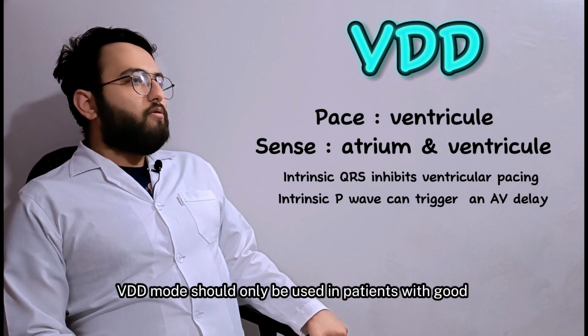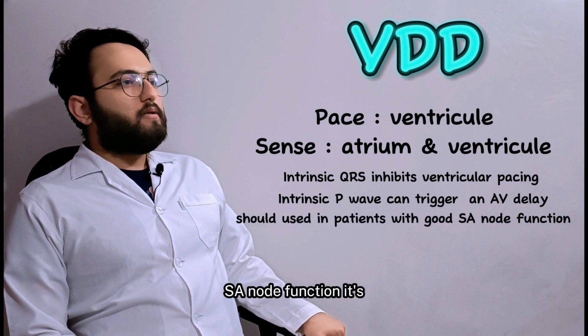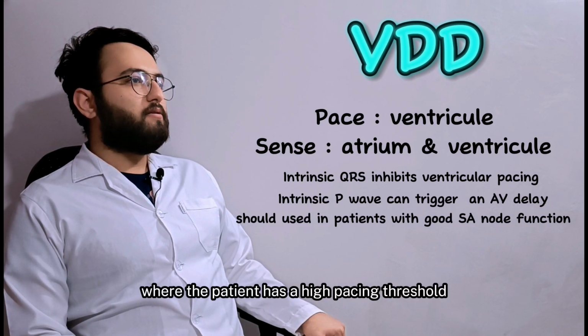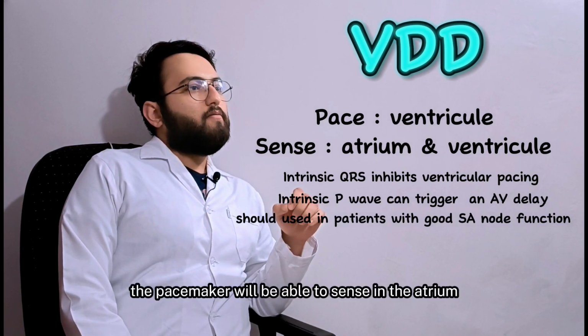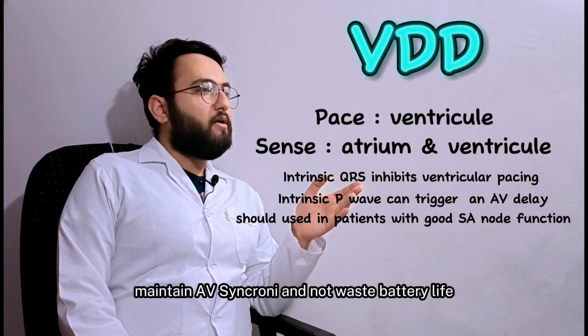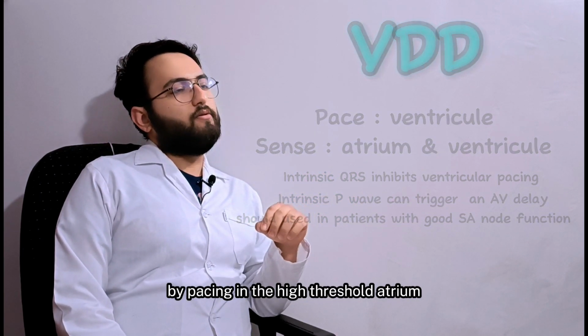VDD mode should only be used in patients with good SA node function. It might be used in a situation where the patient has a high pacing threshold in the atrium. This way, the pacemaker will be able to sense in the atrium, maintain AV synchrony, and not waste battery life by pacing in the high threshold atrium.